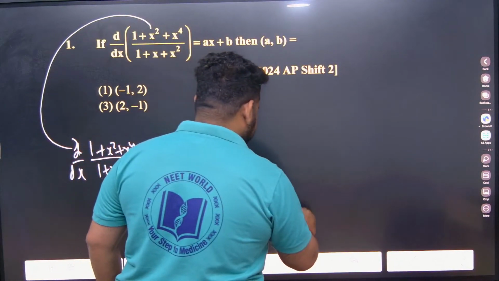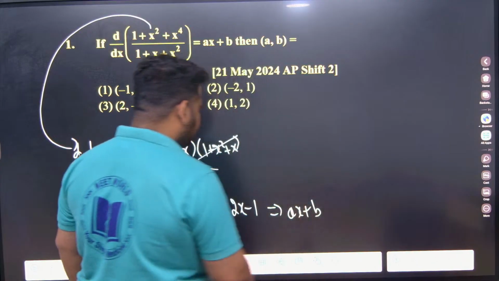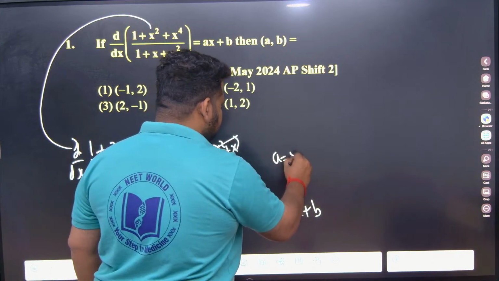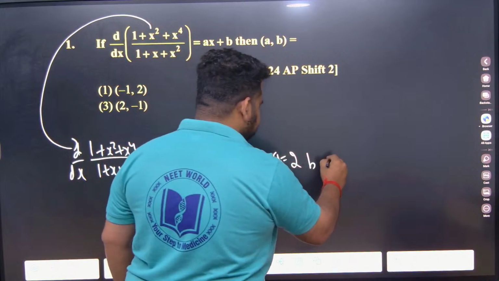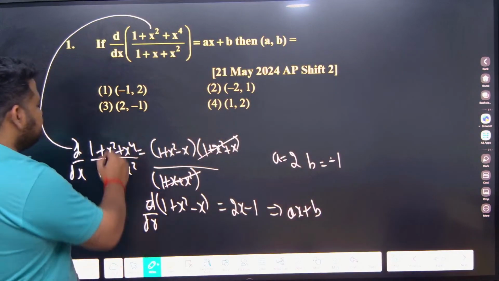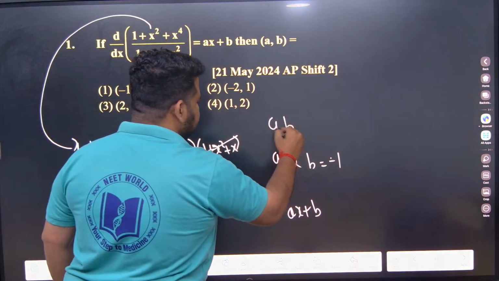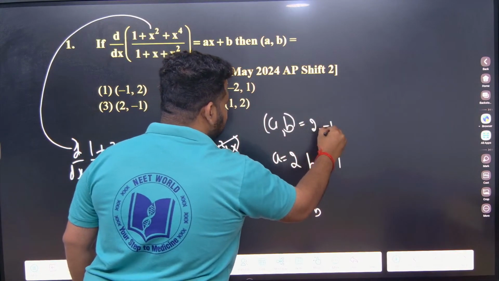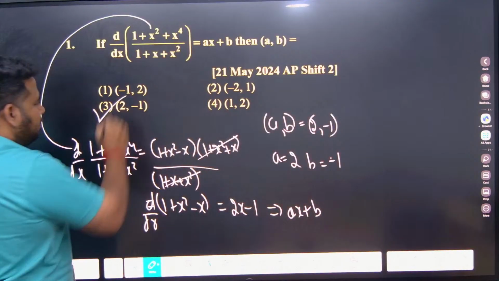This is equal to, they have given it as equal to ax plus b. Comparing the coefficients, I will get a is equal to 2 and b is equal to minus 1. So, the answer will be 2 comma minus 1. Ordered pair of a comma b is nothing but 2 comma minus 1 in open interval. So, the answer will be option 3.